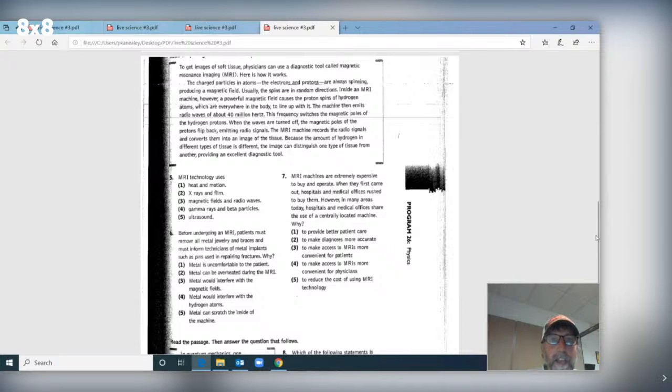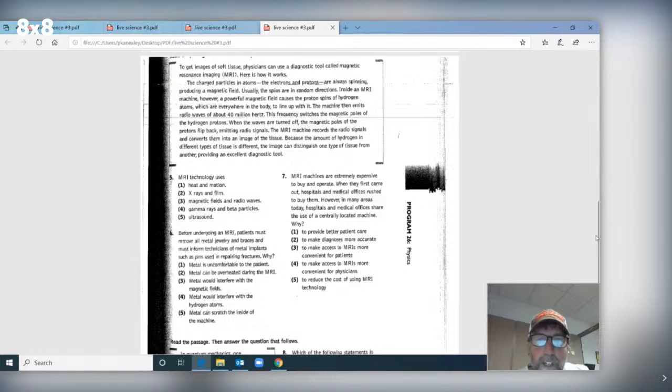And basically, if we look at that, it doesn't mention hydrogen atoms. So we know four is not going to be it. So it only leaves us with three. That means metal would interfere with the magnetic fields. Okay, so we're just going to circle three, and just by the process of elimination, we've eliminated all the other answers. And the last one is MRI machines are extremely expensive to buy and operate.